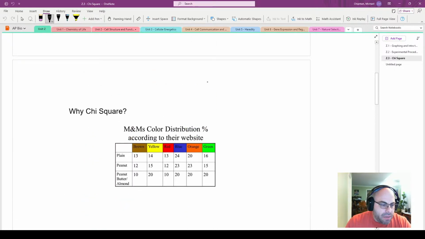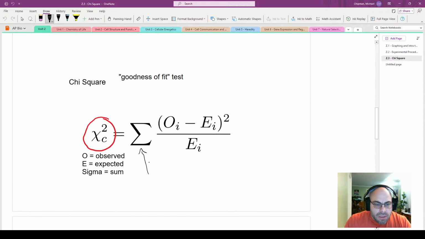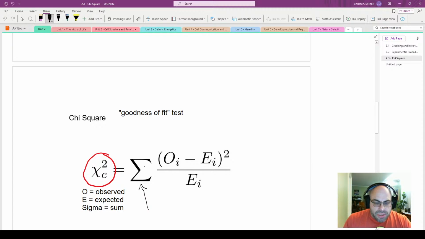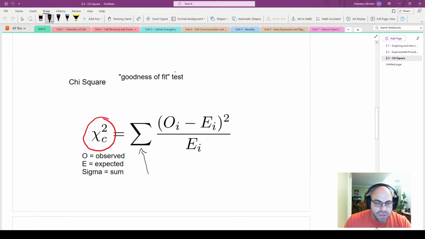Typically it's not going to be M&Ms. Typically, when you see chi-square, you're going to see it associated with heredity, like Hardy-Weinberg or Punnett squares or something like that, though I've seen it in all kinds of applications. You're definitely not going to see it with M&Ms. Goodness of fit test is another quick way of saying what I just said.